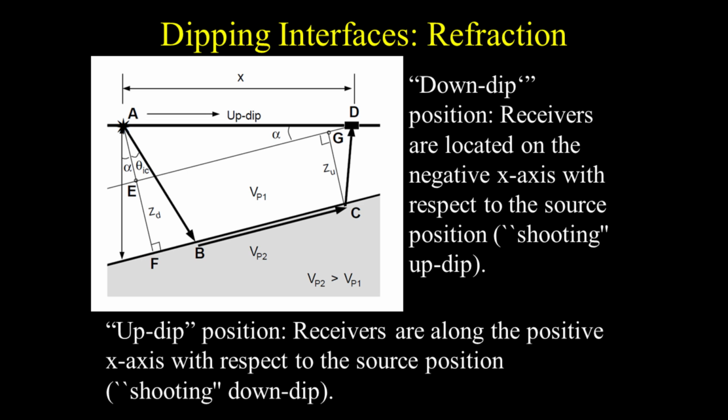The terminology commonly used for this problem is the downdip position, when the receivers are located on the negative x-axis with respect to the source position, shooting updip, and updip when the receivers are along the positive x-axis with respect to the source position, shooting downdip.